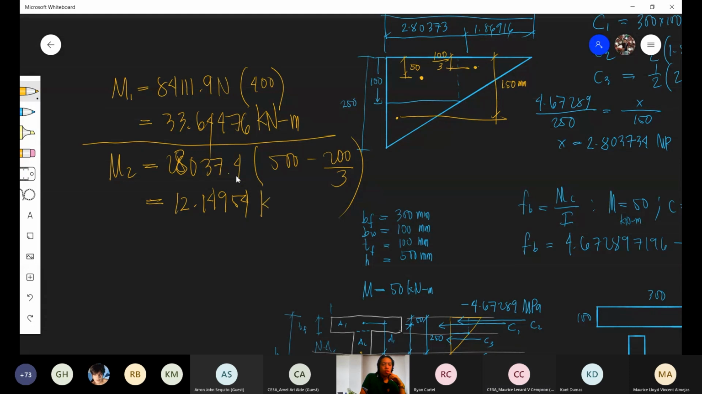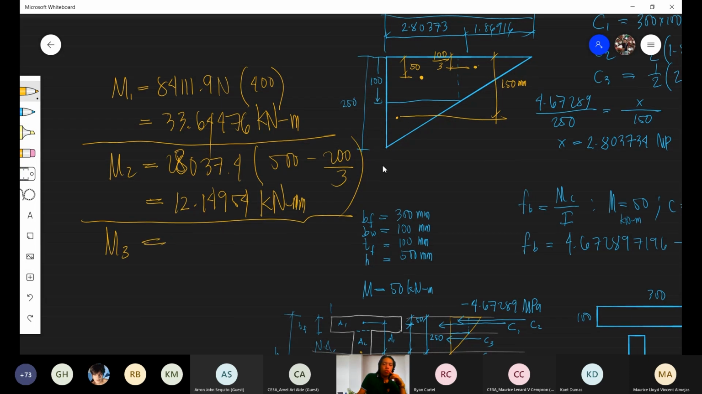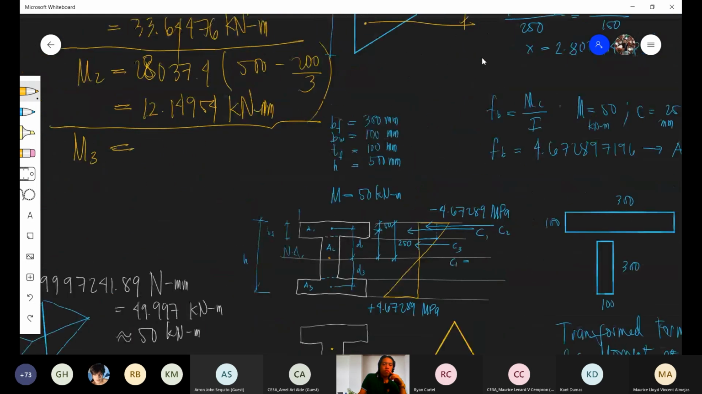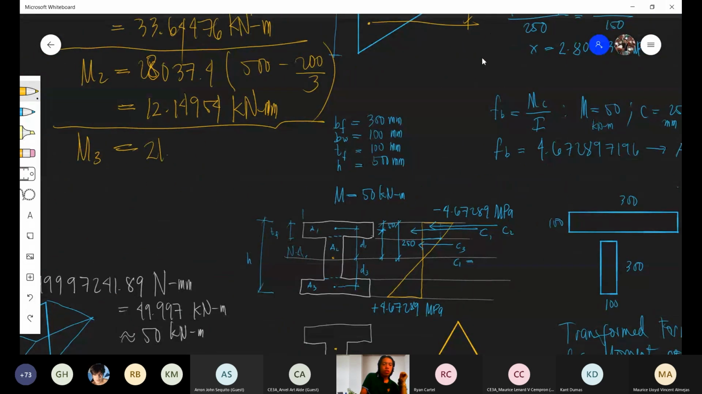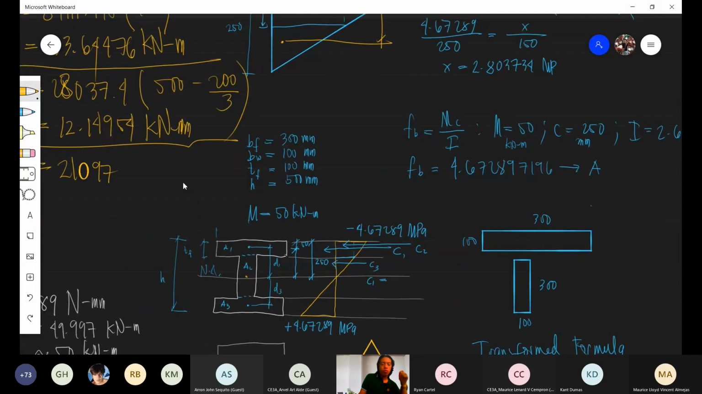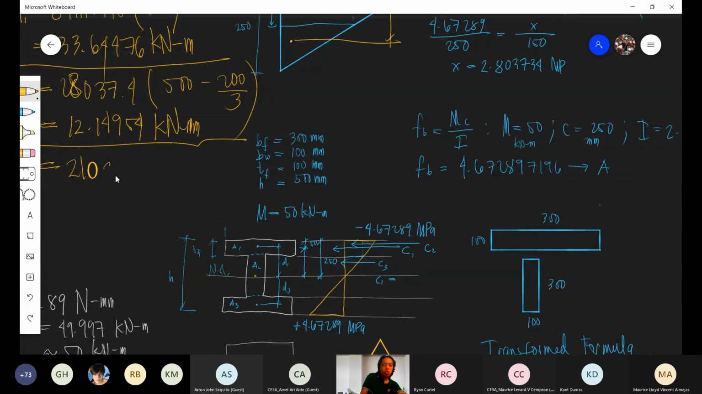This is M3. The magnitude of M3 is 21,027,975.